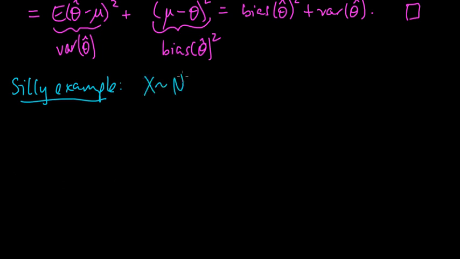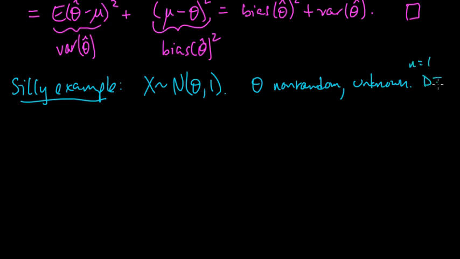Let's say that we have some random variable x, which is normally distributed, a univariate normal with mean theta and variance 1. And here theta is going to be non-random. We're not putting any distribution on it. And it's unknown. And our data in this little example will just be the single value x. So it's sort of like n equals 1. Our data is just x. And now let's say we wanted to estimate theta.